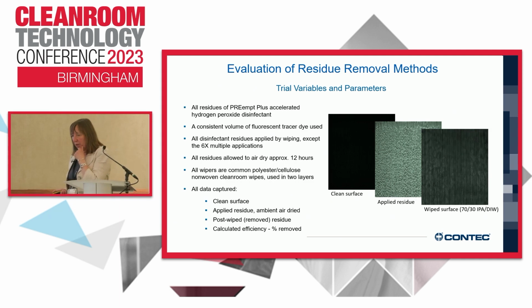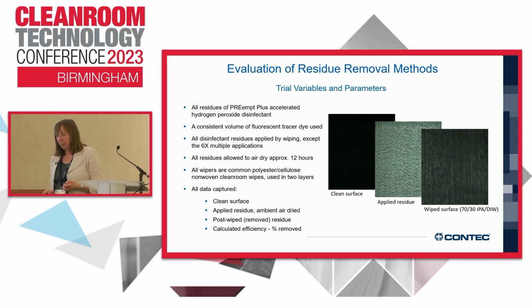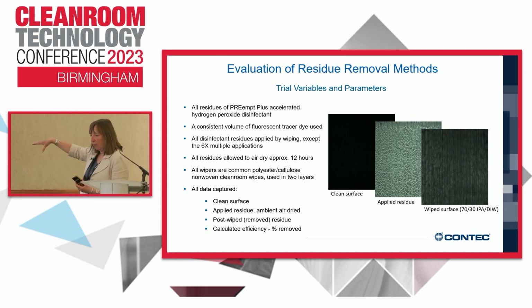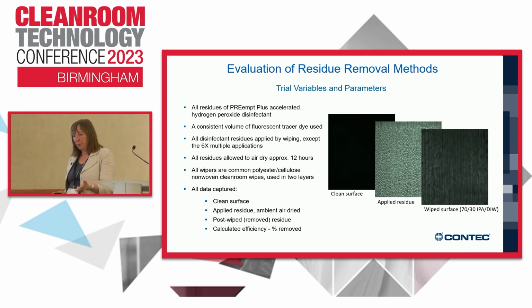So this product is an accelerated hydrogen peroxide disinfectant. Although the active substance is a low residue product, it does have stabilizers and surfactants and things in it, which then increases the level. As you can see on here, it was the same thing again, wiping it with the IPA wipe in this instance. So we cleaned the surface, we applied the residue, we wiped it, and then we calculated the efficiency.